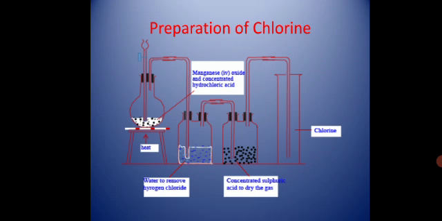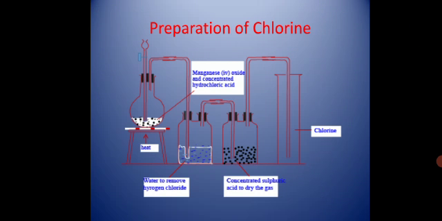We get it basically from rock salt, from sylvine, that is KCl, carnallite, KCl.MgCl2.6H2O, and we also get it from horn silver, that is AgCl. When manganese dioxide reacts with HCl, chlorine gas is prepared.